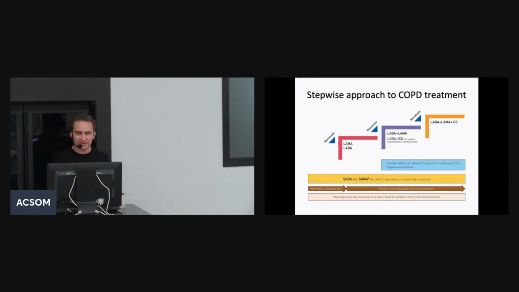Yeah, and here we have other additive medications like roflumilast, azithromycin for frequent exacerbations. Mucolytics are not really so effective, especially if you use them orally. And then oxygen will be added later also if somebody is consistently hypoxic.